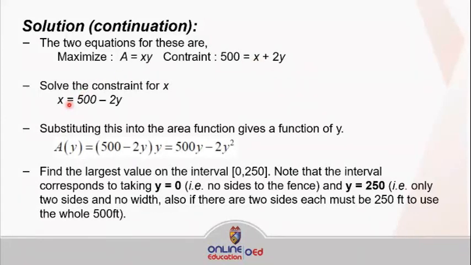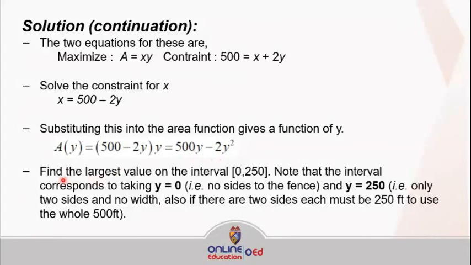To solve the constraint, we have x is equal to 500 minus 2y. And next is substituting this into the area function gives the function of y. So we have the function of y as 500 minus 2y times yung y natin, kasi ito yung value natin for the x. Kasi yung area again natin, the formula for the area is x times y. Kaya tayo nagkaroon dito ng 500 minus 2y times y, or equivalent siya as 500y minus 2y squared.